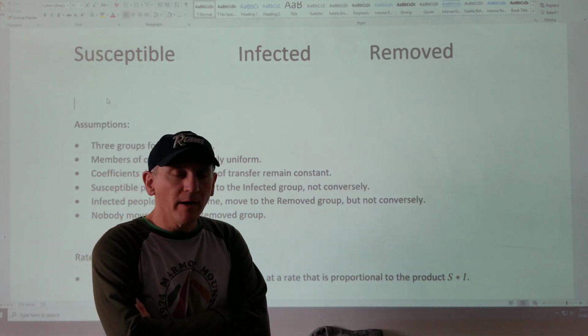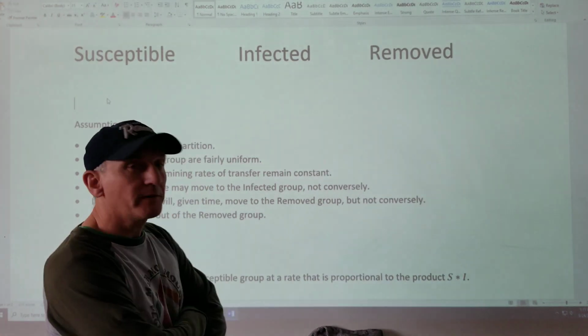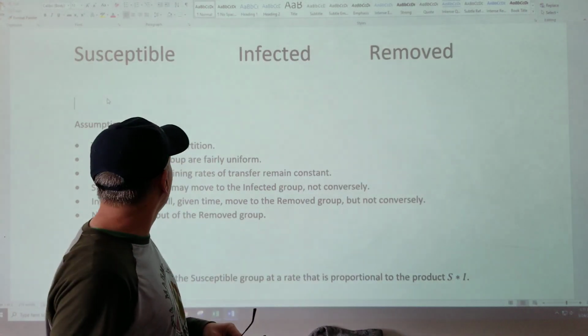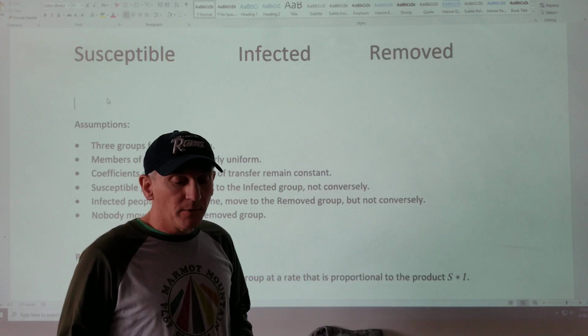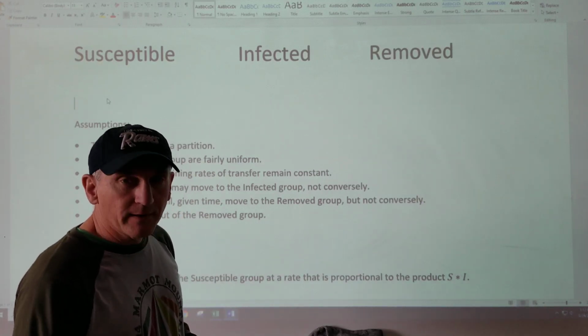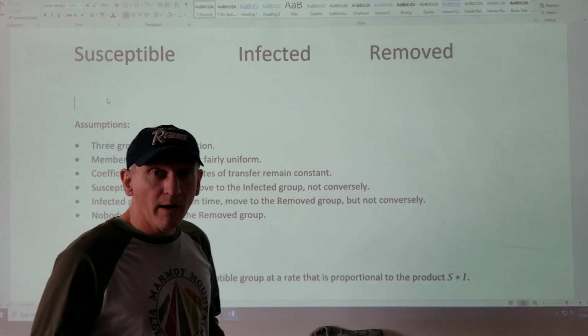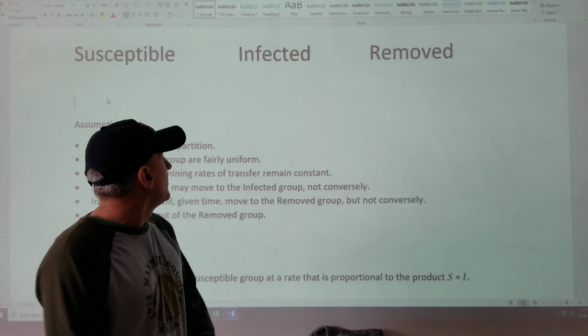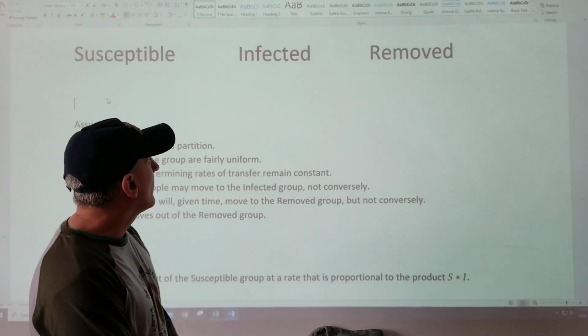Now, I'm not here to make any kind of predictions or prescriptions, just to look at the mathematics behind a simple model and perhaps to look at some of the calculus involved with it. The model is called the SIR model. S stands for susceptible, I for infected, and R for removed.